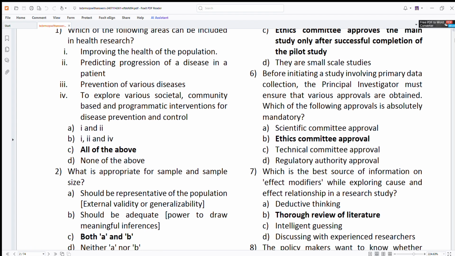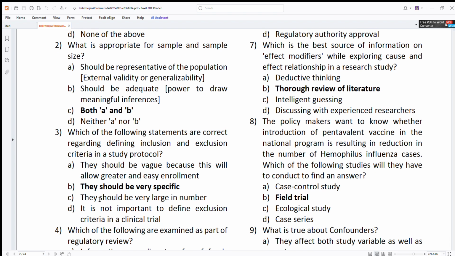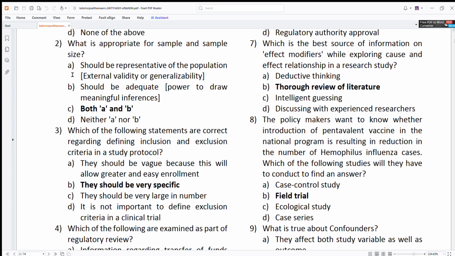Then moving on to the second question, which is what is appropriate for sample and sample size? Both A and B. That the sample or sample size should be representative of the population, known as external validity or generalizability. External validity is also known as when you get an estimate. That is known as external validity. And internal validity basically measures the accuracy. Internal validity helps in estimating the accuracy. So it should be adequate power to draw meaningful inferences. So both A and B.